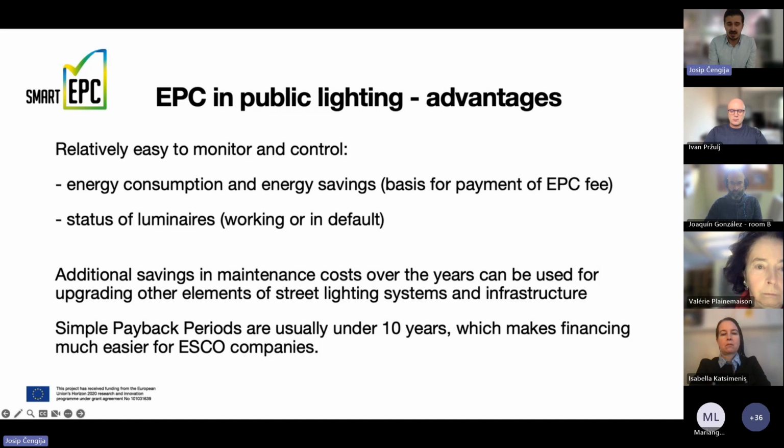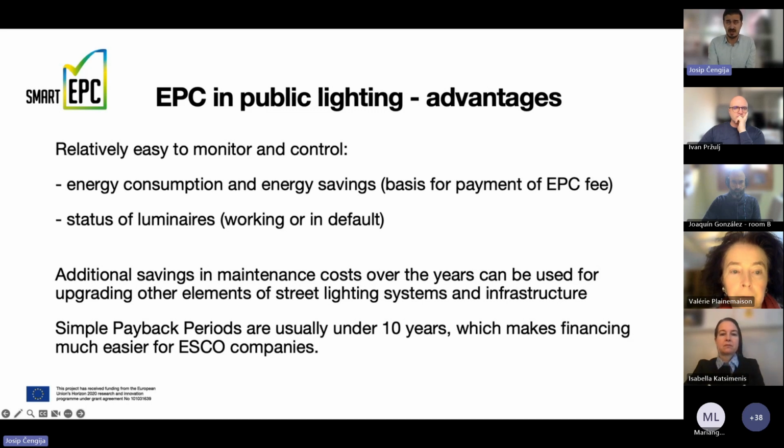Another advantage of EPCs in public lighting is that additional savings in maintenance costs over the years can be used for upgrading other elements of street lighting systems and infrastructure, or even for implementations of new services to public lighting infrastructure, which we'll talk more about when we present Smart EPC. But as I said, all of the energy efficiency measures should be repaid purely out of energy savings. So all other savings that you will have in maintenance cost, and you will have savings in maintenance cost because the ESCO company should maintain all the equipment that it has installed under an EPC contract, will of course be free for you to use to upgrade the rest of your infrastructure. So these are additional benefits in EPC, especially in public lighting infrastructure.